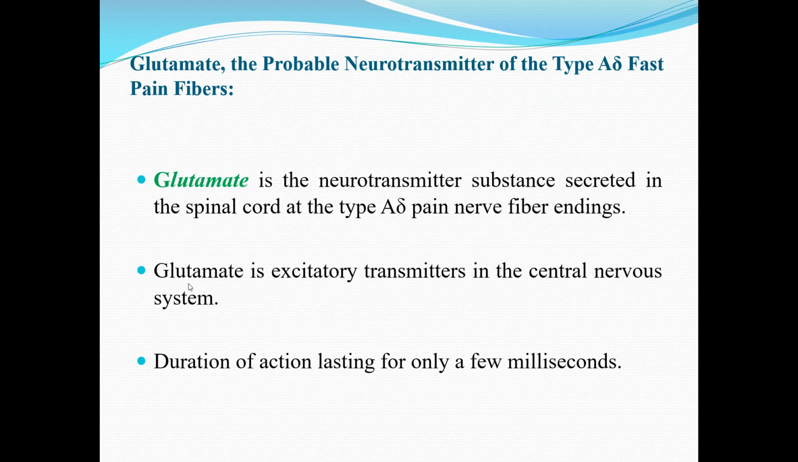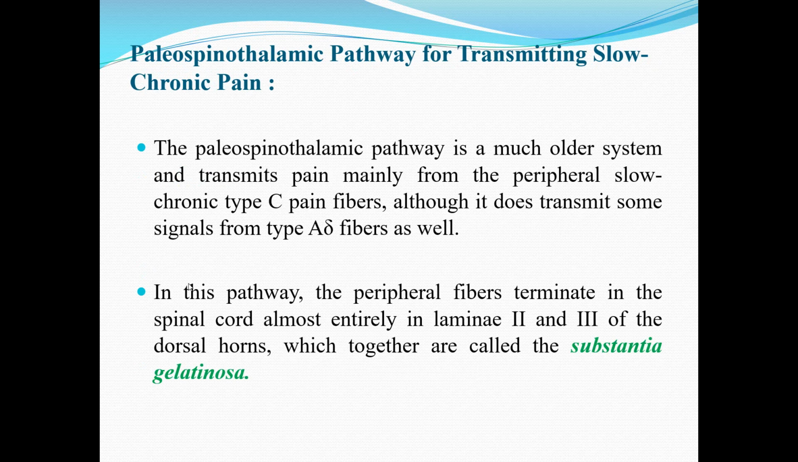Now let's talk about glutamate, the probable neurotransmitter of the fast pain fibers. Glutamate is the neurotransmitter which is secreted by the spinal cord at A delta pain nerve fibers. It is one of the excitatory transmitters in the CNS. Duration of action only lasts for a few milliseconds. Then let's talk about the paleo-spinothalamic pathway for slow chronic pain.